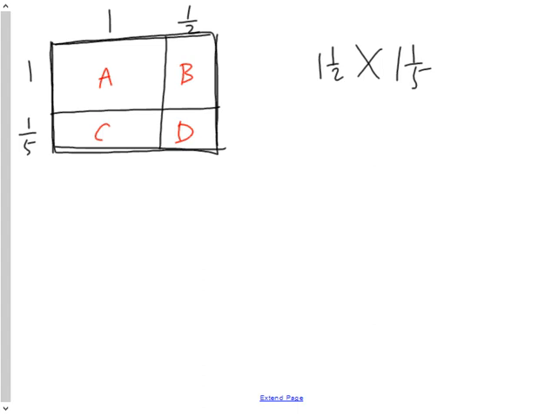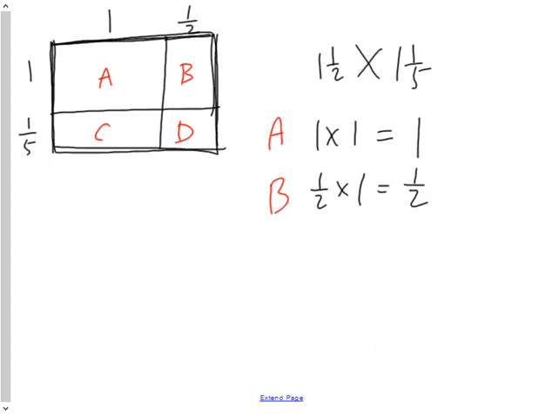So if I break down A first, A is going to be 1 multiplied by 1 because its length is 1 and its width is 1. So therefore, the area of the first part is just 1. The area of B is 1/2 times 1, which I think most of us know that when you multiply by 1, you keep its original number. So 1/2 times 1 is a half. So far, nothing very complicated.